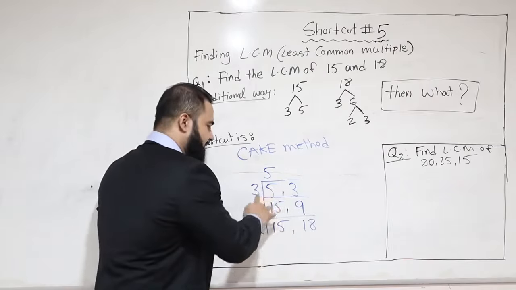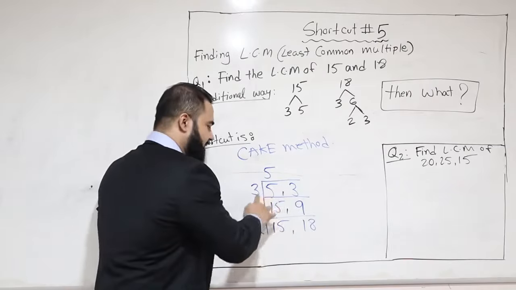Now, can I divide 5 and 1 by 5? Yes, I can divide this 5 by 5. Remember, you can only divide by prime numbers. 5 is a prime number, so I can divide by 5. So I get a 1, and this 1 stays as it is. This is my candle. Look at this, my candle. Now cut the cake. Happy birthday. And this is your LCM.